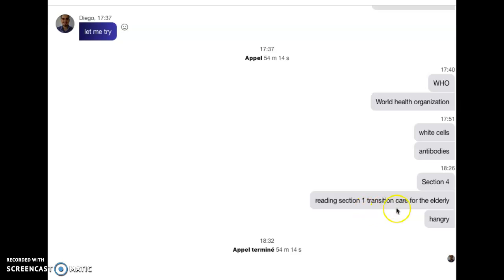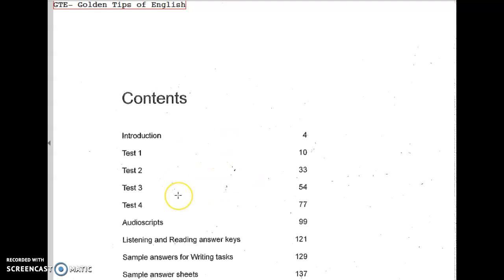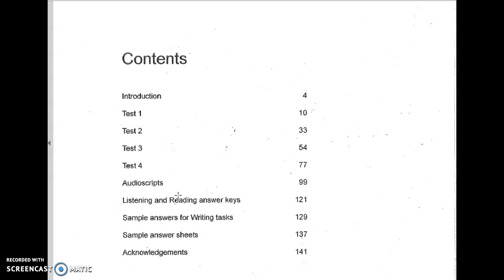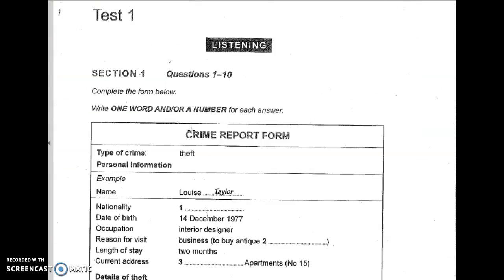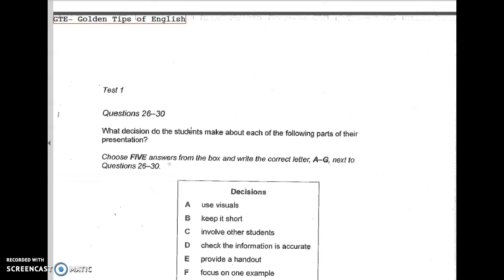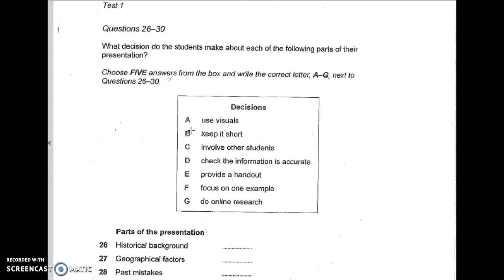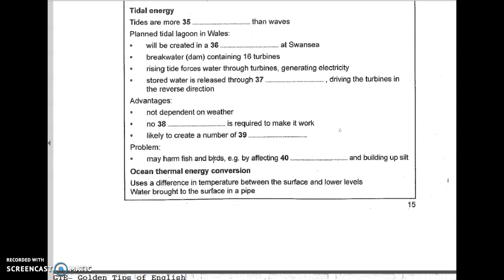So section 4 reading, section 1 transition care for the elderly. Be careful the way you pronounce hungry and angry. Okay, so let's go to the reading section, which we did the last time. Unfortunately, since it's a scan, I cannot click directly on the section. I have the book, which is good, but it's not always practical. So, listening, and you give me this stuff. I'm going to go through the homework after, if I can have access to Gmail. Okay, I think we did that as well. Listening. There we go.